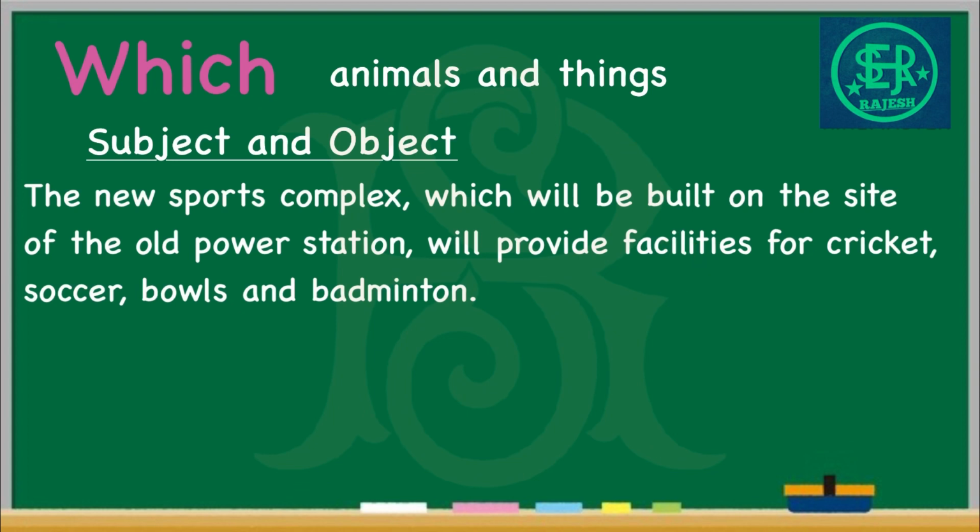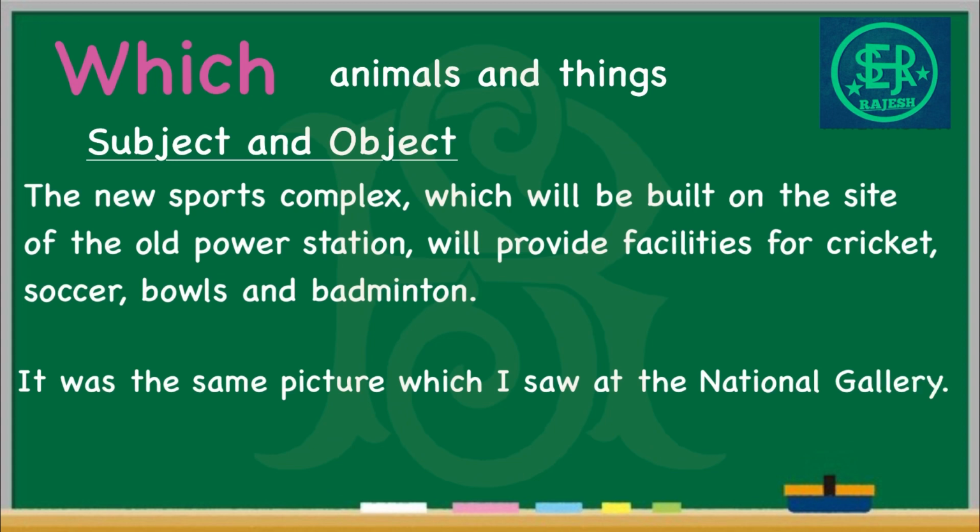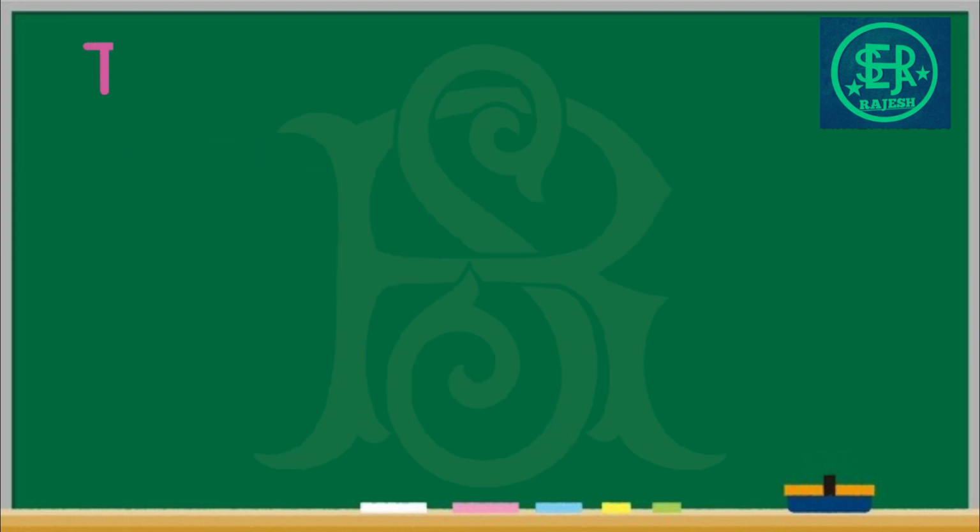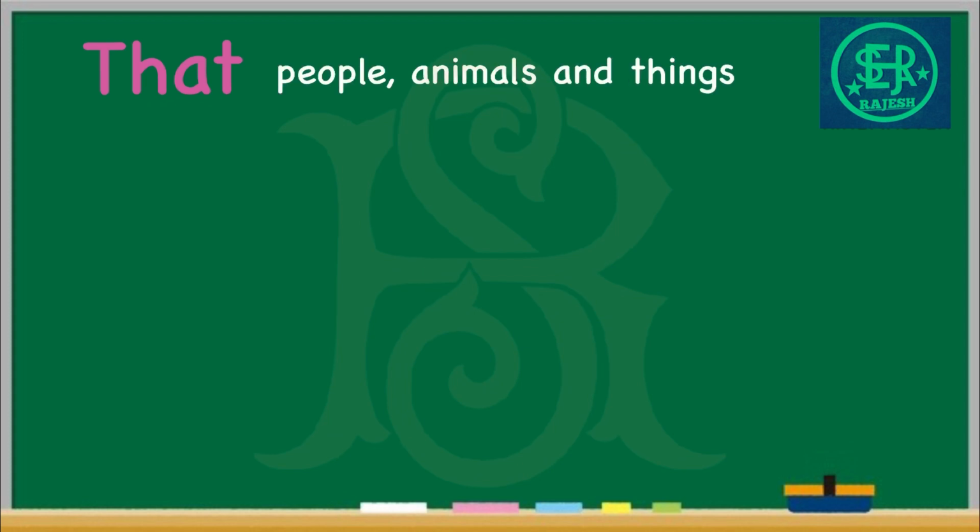Next example. It was the same picture which I saw at the National Gallery. Here the relative pronoun which refers to the same picture and is the object of saw in the relative clause. Relative pronoun that. We use that instead of who, whom or which in relative clauses to refer to people, animals and things. We use it to introduce defining clauses only. That is more informal than who, whom or which.